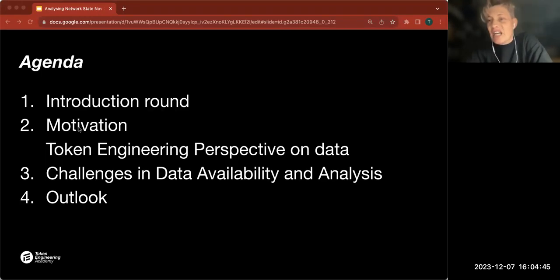All right, our agenda today. First, we'll have an introduction round with the panelists. Then we'll talk a little bit about the token engineering perspective on data and the motivation to run this project and this discussion today. We'll discuss challenges in data availability and analysis with our guests. And of course, we'll have an outlook on what we'd like to see and what we can expect to see from the tools we'll discuss today.